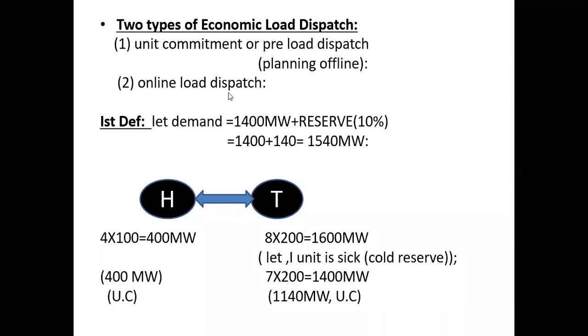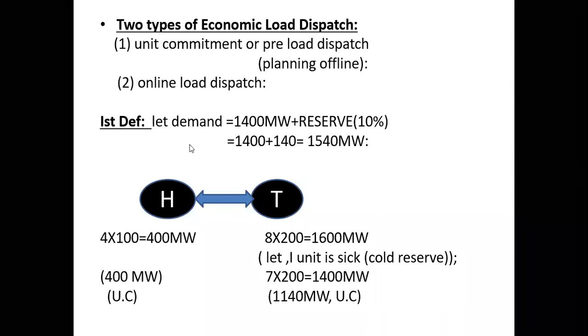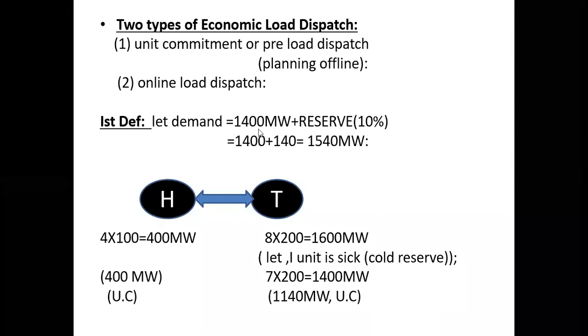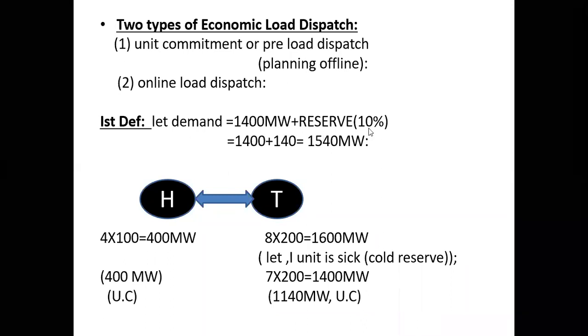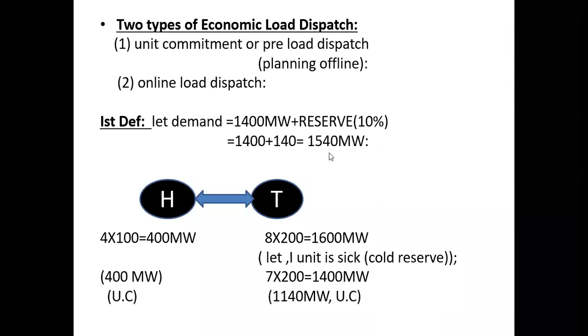Let us try to understand the same two definitions by taking a technical example. Let us consider the total demand requirement is 1400 megawatts, and let us consider the reserve capacity is 10% of 1400 megawatts. So totally our demand requirement is 1540 megawatts. But the thing is, how can we meet this load requirement at a cheaper level? Let us consider two plants are there.